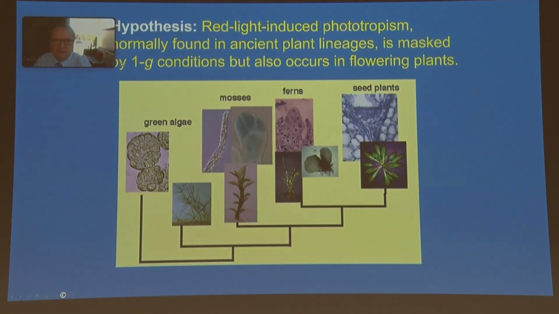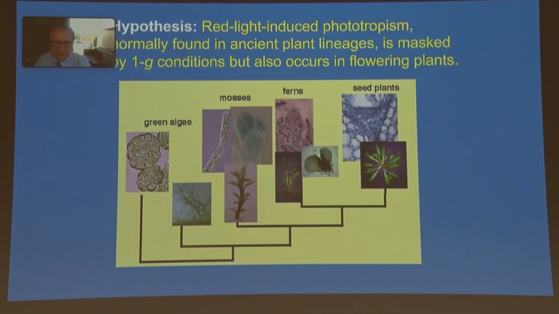So the hypothesis we had about this red light phototropism, how it's masked in 1G, but we could see it in microgravity. If we look at the older plant lineages, formerly called more primitive land plants such as the mosses and the ferns, they actually use red light in a directional way. It's the seed plants that don't.